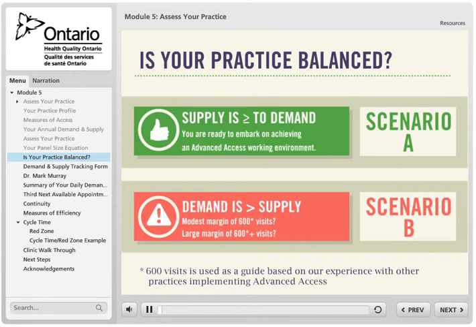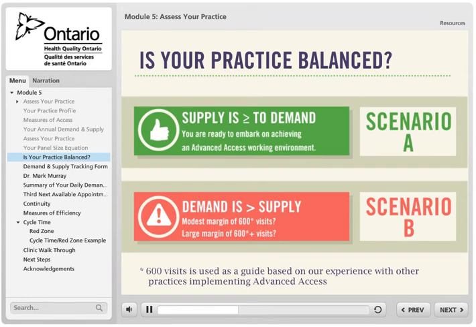What did you learn about your annual supply and demand? If you discovered your annual supply of appointments is greater than your annual demand for appointments, you are ready to embark on achieving an advanced access working environment. If your annual demand is greater than supply by a modest margin of 600 visits or less, 600 visits is used as a guide based on our experience with other practices implementing advanced access, then consider increasing supply, decreasing demand, or do both. Many practices find looking for efficiencies helpful here as well.